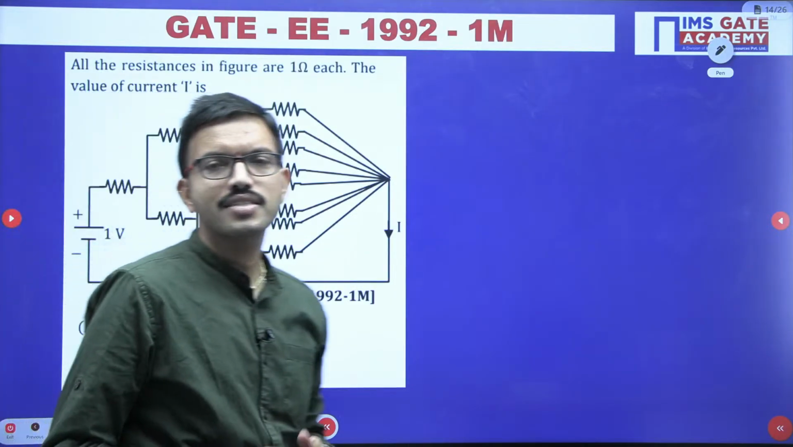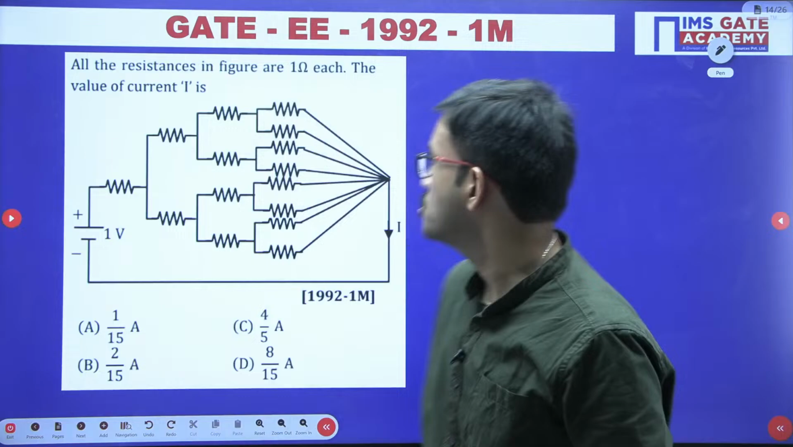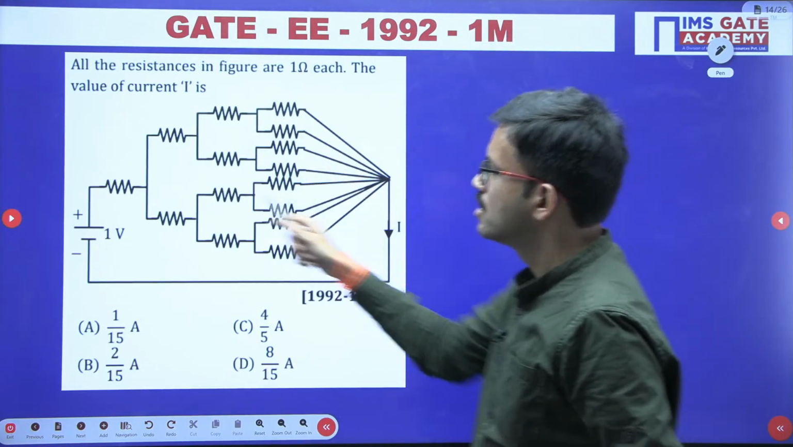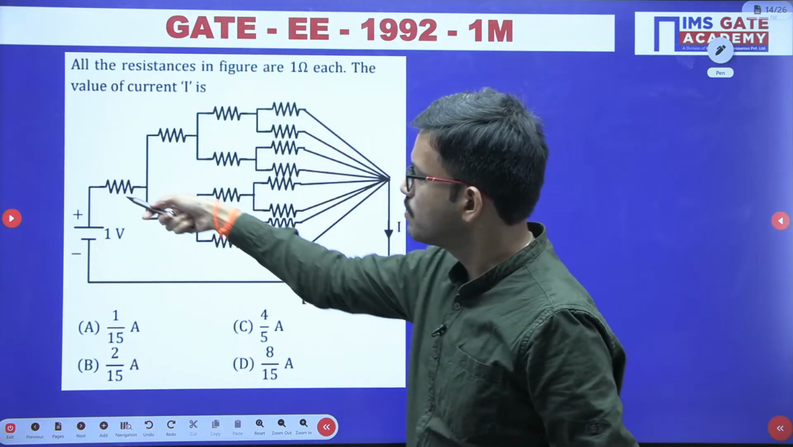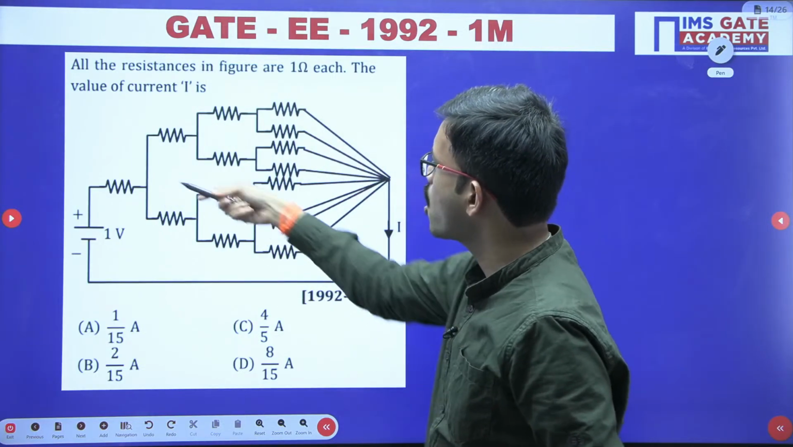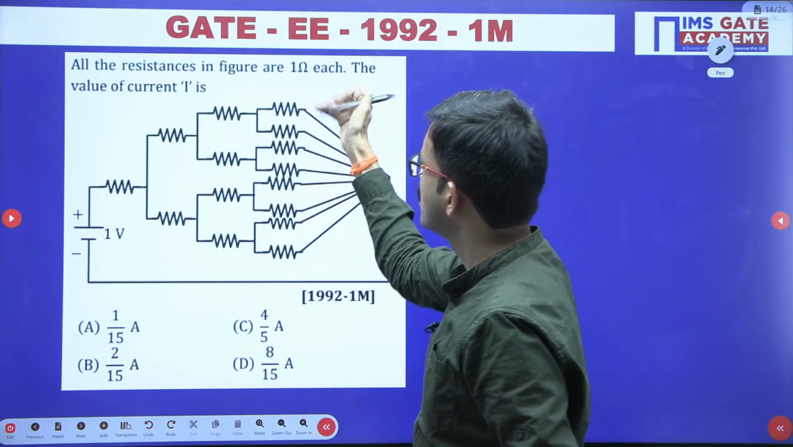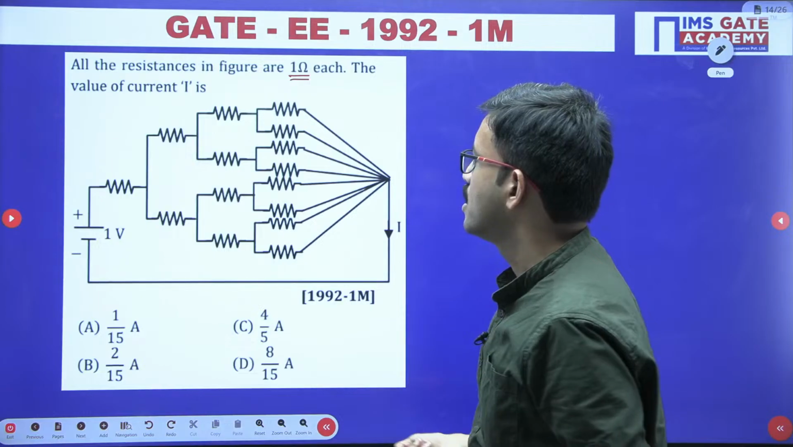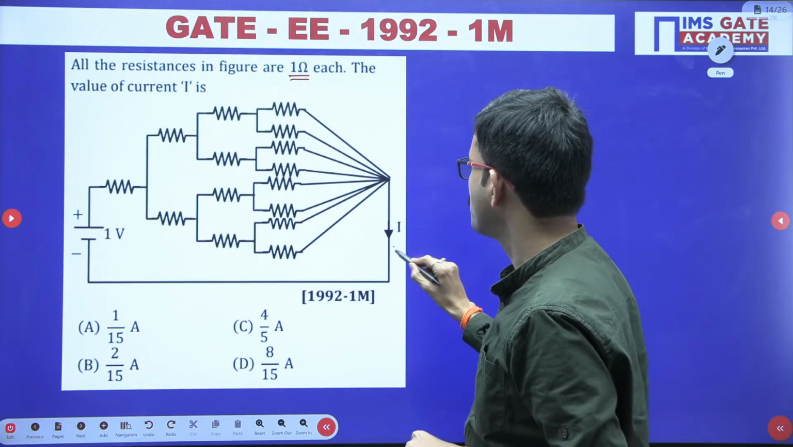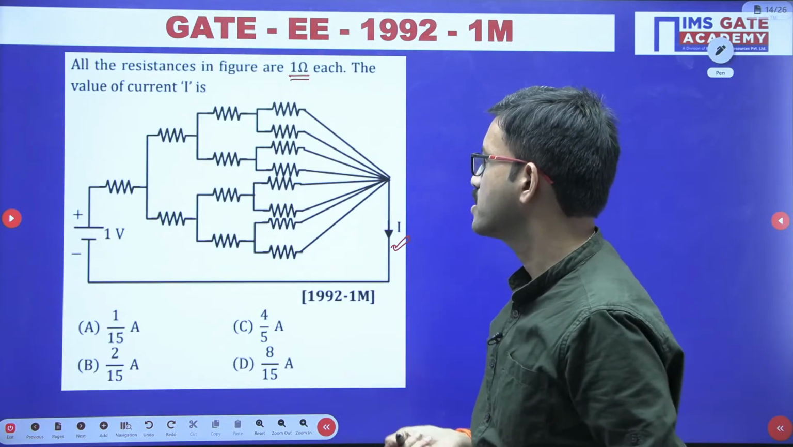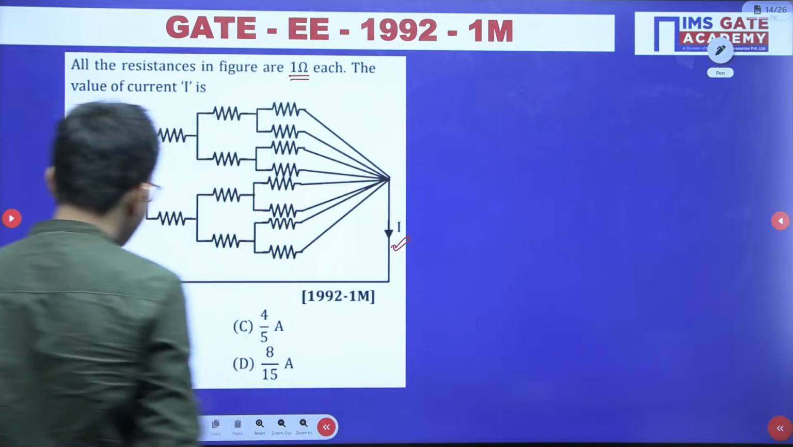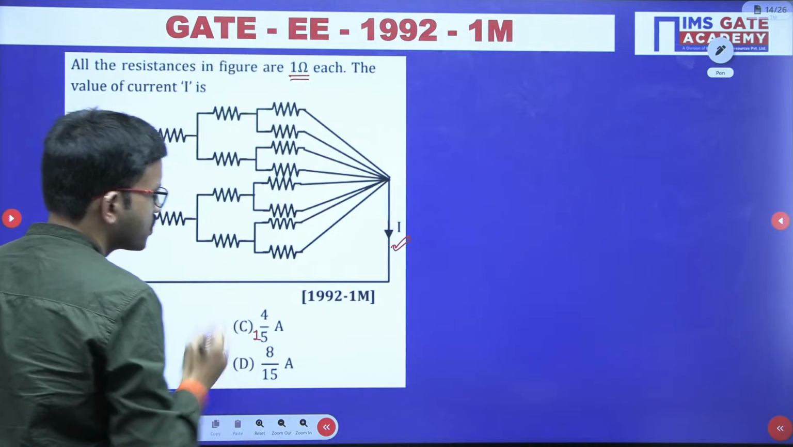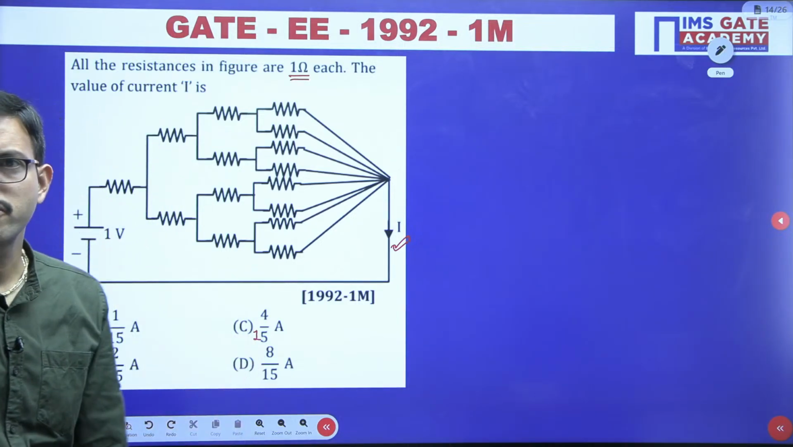This is a question asked in GATE PSU in the year 1992 for 1 mark. So in this circuit, there are so many resistors, but in this question they have mentioned all the resistor values are 1 ohm. Each resistance value is 1 ohm. Now in this question you have to find the current flowing in this particular circuit. Here you are having options like 1 by 15, 2 by 15, 4 by 15, and then option D is 8 by 15.